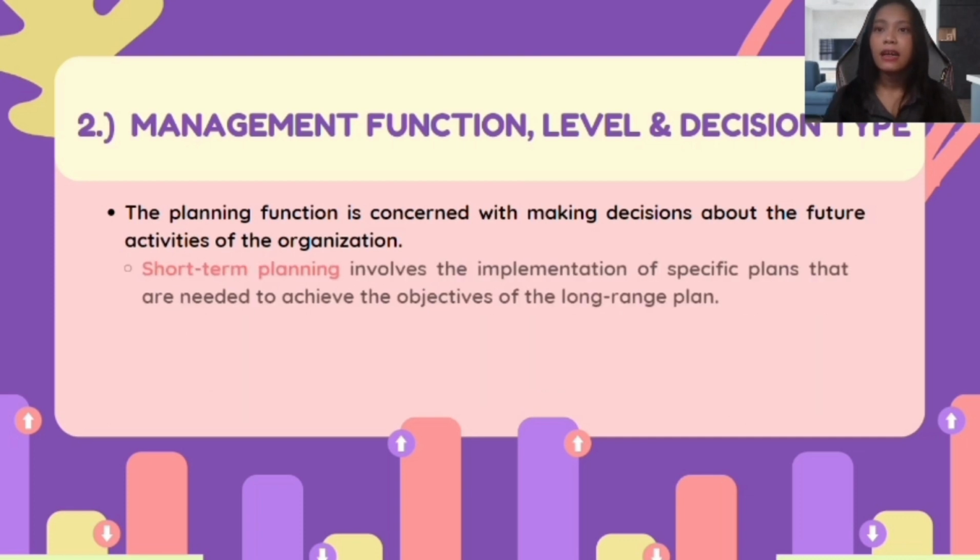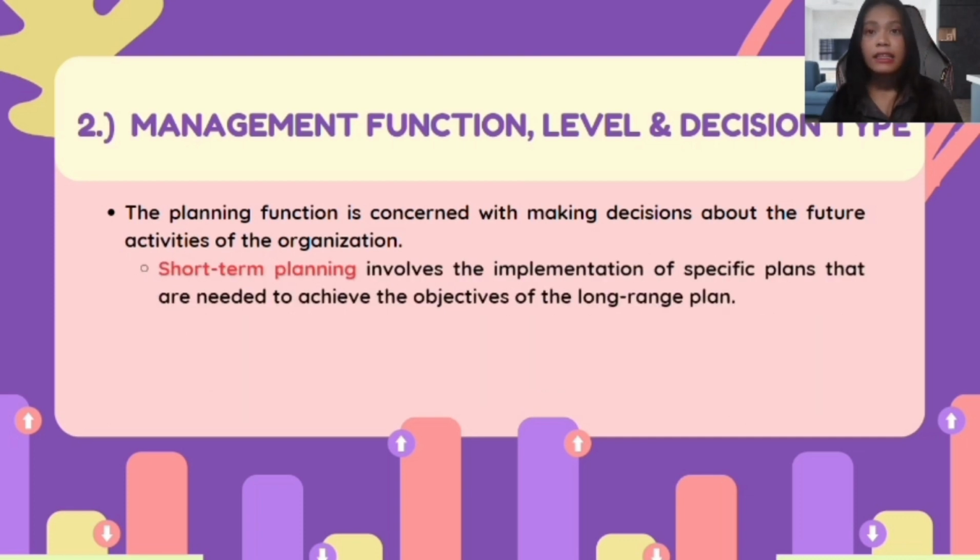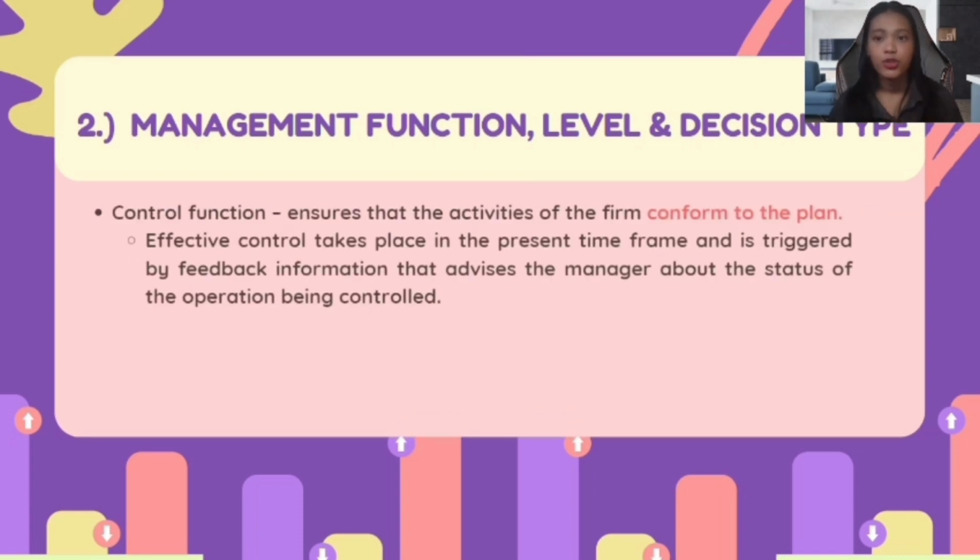When we say short-term planning, it involves the implementation of specific plans that are needed to achieve the objectives of the long-range plan. Examples include planning the marketing and promotion for a new product, preparing a production schedule for the month, and providing department heads with budgetary goals for the next 3 months. Next is the control function.